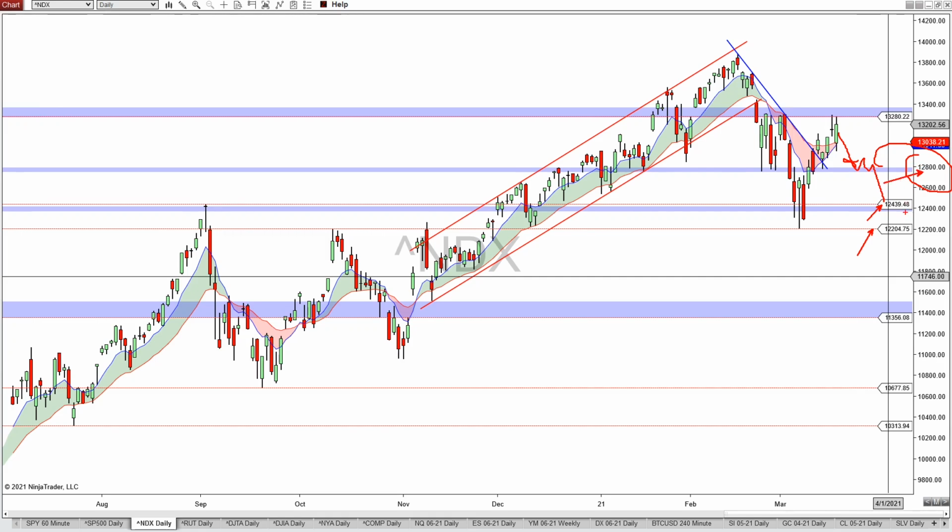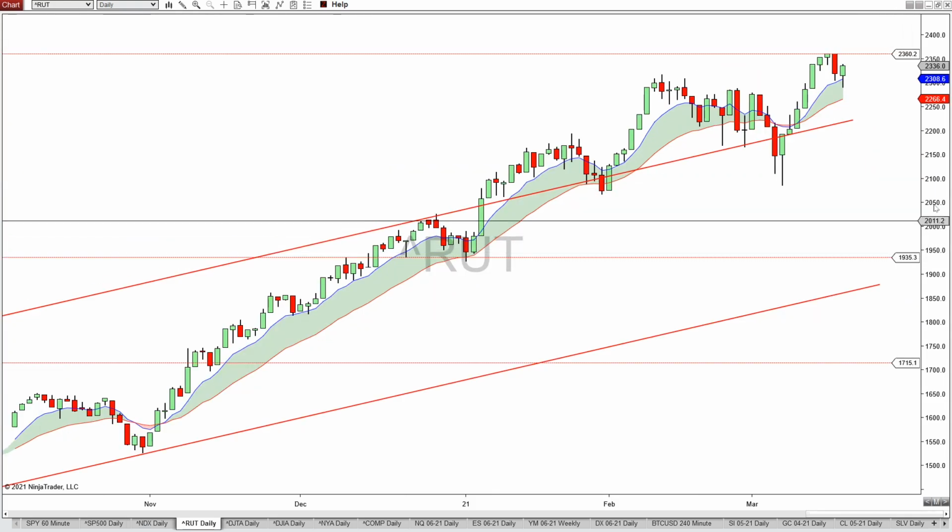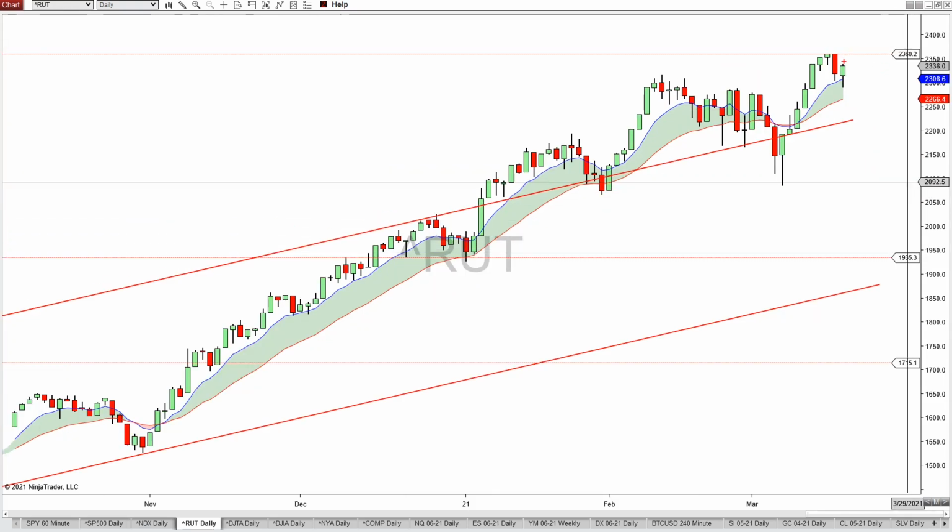So these are the levels that I will be watching on the downside, right? The 12,800, the 12,439, 12,204. Then on the upside is basically this 13,500, 13,600 area. And we see on the Russell here, the Russell 2000 did not make a new closing high or a new intraday high.